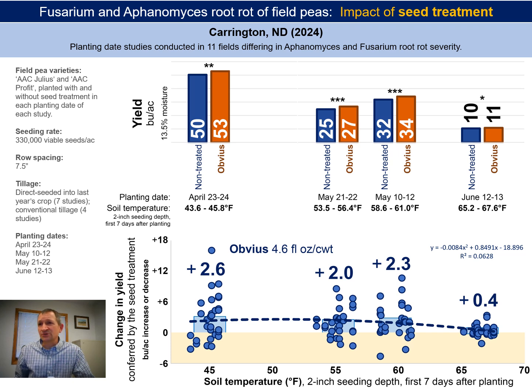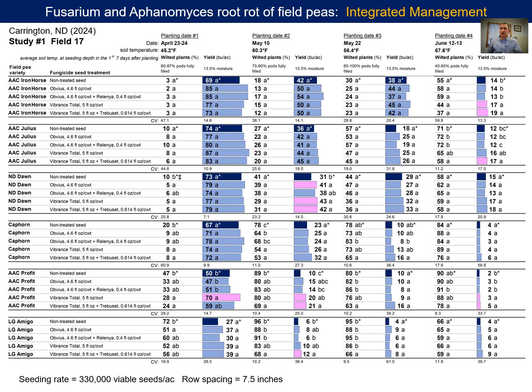Now, in 2024, we also conducted testing with other fungicide seed treatments on different field pea varieties. I discussed the response to variety selection in a different presentation, so I'm not going to get into that here. But here you see one of those studies. This was a study that was just 2 years out of peas, so a 3-year rotation, extremely high root rot severity. And what you can see right away is that we tested fungicide seed treatment across 6 different field pea varieties and 4 different planting dates.